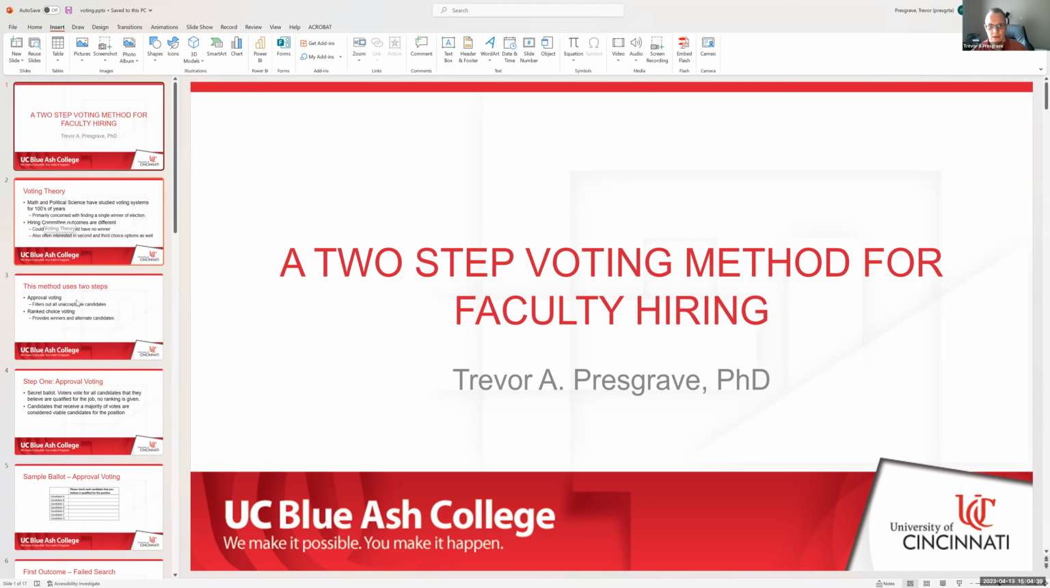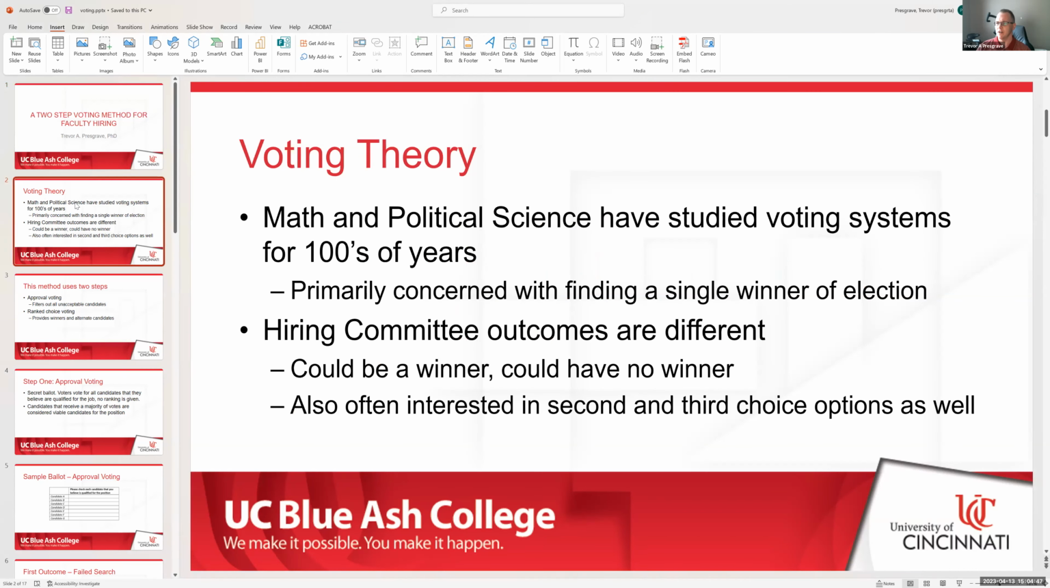All right. So this is on a two-step method for faculty hiring voting. Now, voting theory has been around for hundreds of years, studied by political scientists and mathematicians. But their main goal is to find a single winner of an election. When you're doing a faculty search and on a hiring committee, there are more possible outcomes.